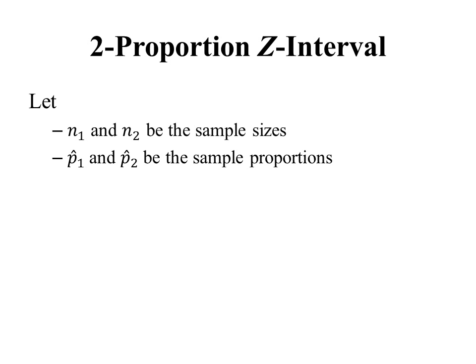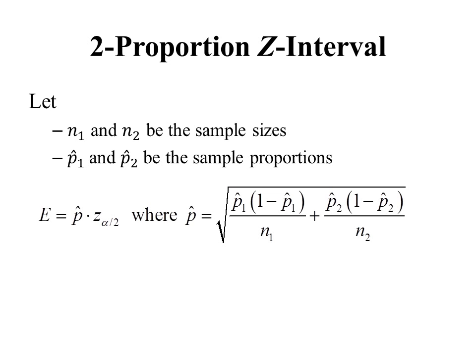First of all, let n1 and n2 be our two sample sizes that come from our two independent populations, and p hat 1 and p hat 2 be the corresponding sample proportions. Our margin of error is given by this rather simple formula, p hat times z sub alpha over 2. Alpha is our significance level, which we'll typically take to be 0.05, and then p hat is given by this rather nasty looking formula right here.